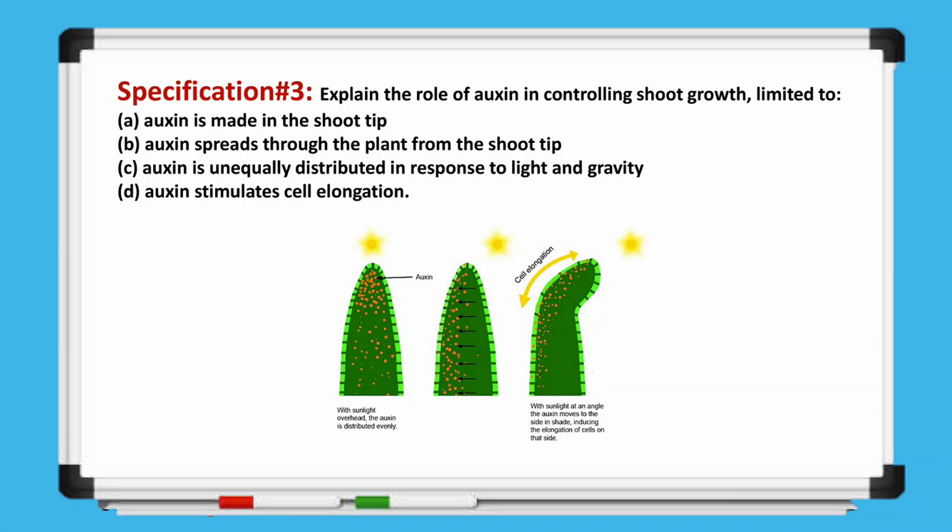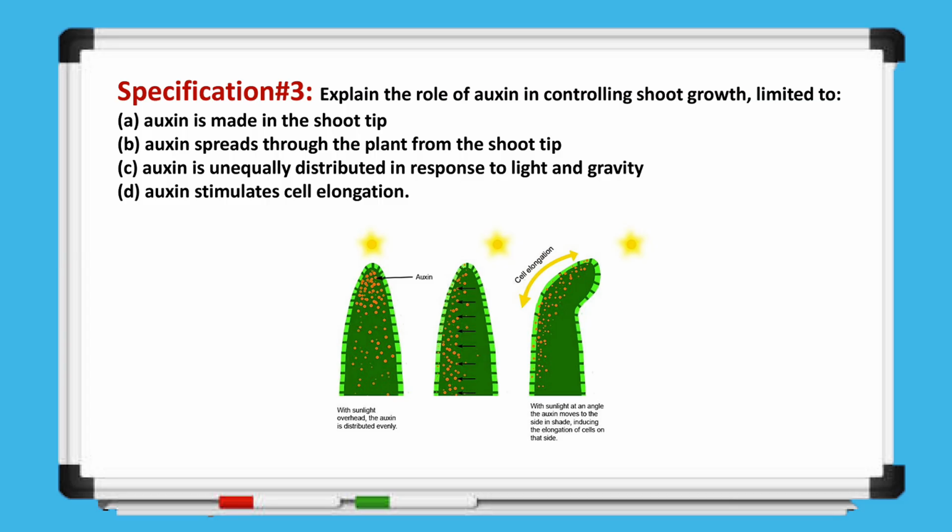Moving ahead, we reach specification number 3, which asks us to explain the role of auxin in controlling shoot growth, limited to describing that auxin is made in the shoot tip, spreads through the plant, becomes unevenly distributed in response to light and gravity, and stimulates cell elongation. Auxin is produced in the shoot tip and moves down through the plant to control growth.